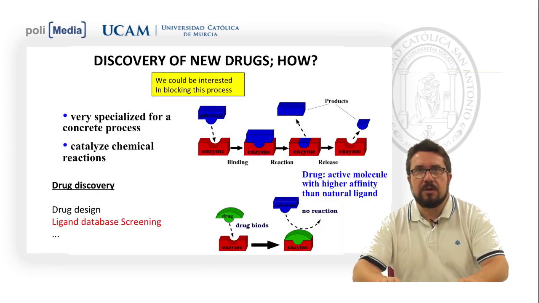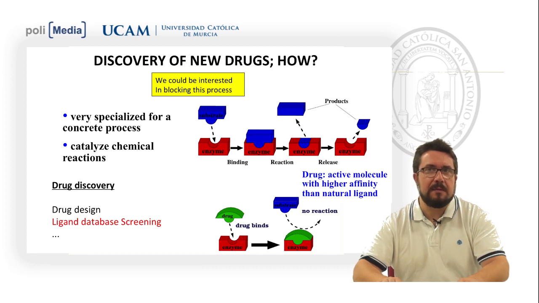First, discovery of new drugs. How can we help in this process? Well, let's suppose that we have an enzymatic reaction where a substrate interacts with an enzyme and then some products are released. And let's suppose this is a process that can be involved in a disease. Then our objective will be to regulate or to block or to inhibit this process.